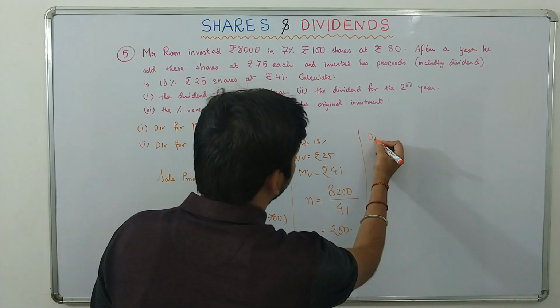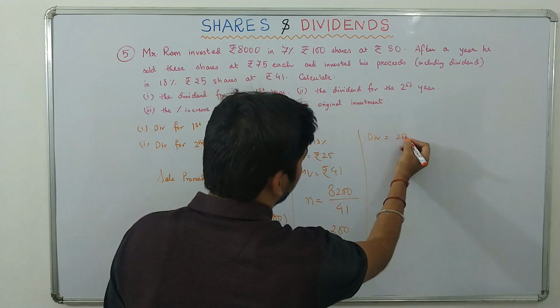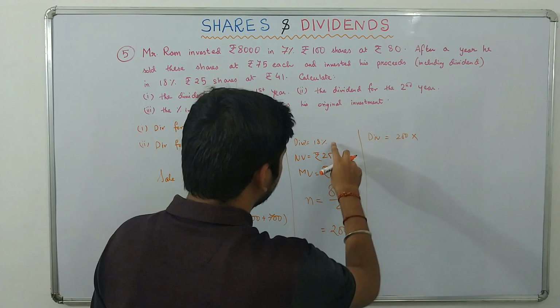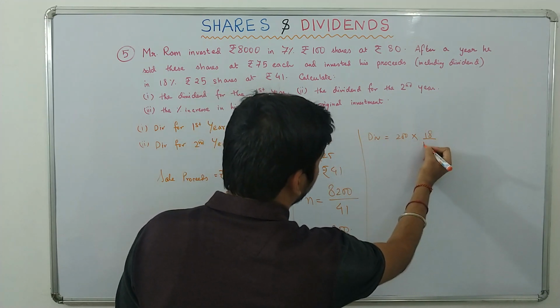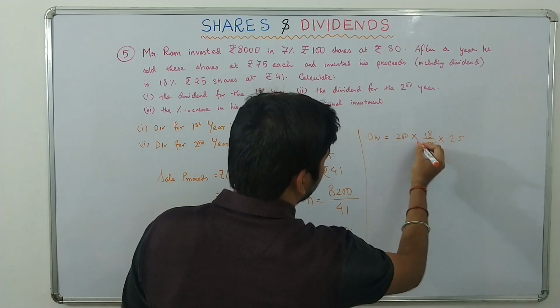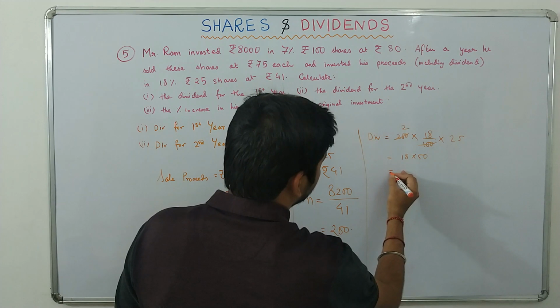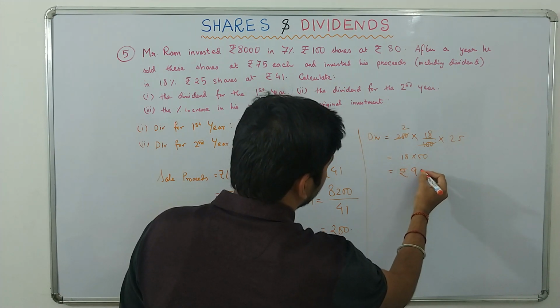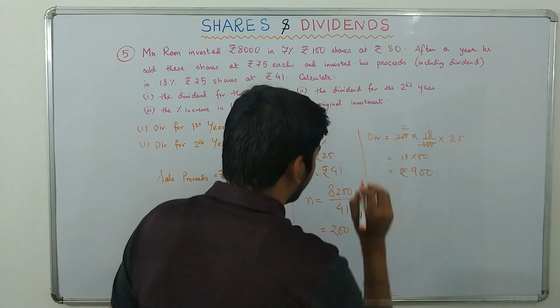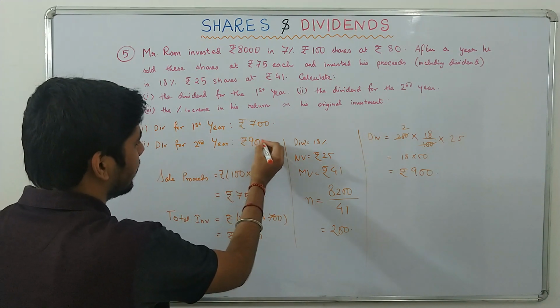Finally, let's calculate the dividend, which will equal the number of shares 200 into the dividend percent divided by 100 into the nominal value, which is 25. So 2, which is equal to 18 into 50, which is equal to rupees 900. Okay, so the dividend for the second year is equal to rupees 900.